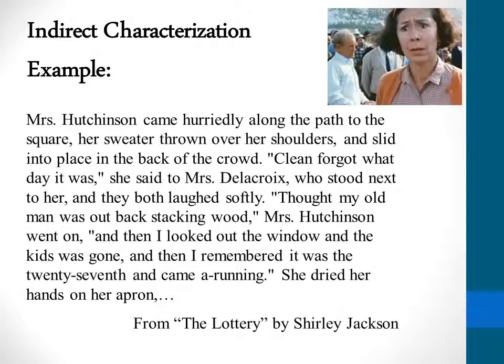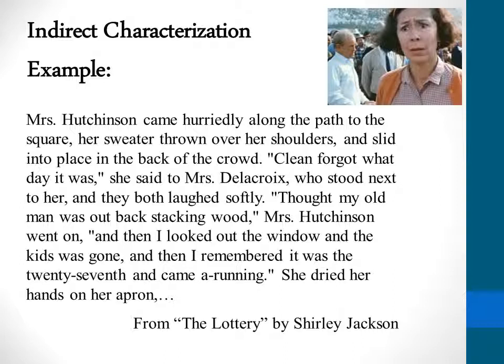An indirect characterization example comes from The Lottery by Shirley Jackson.